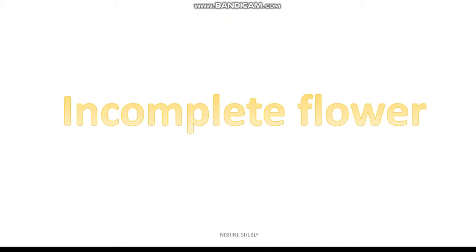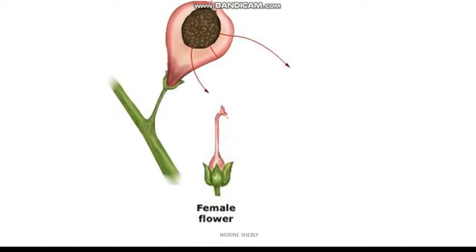What about incomplete flower? Incomplete flower, we have two types: female flower and male flower. The female flower, I see the pistil only. It has pistil only. It doesn't have stamens or male parts. And the male flower carries the stamens. Both of these flowers are incomplete flowers.